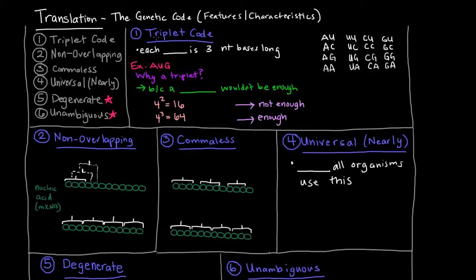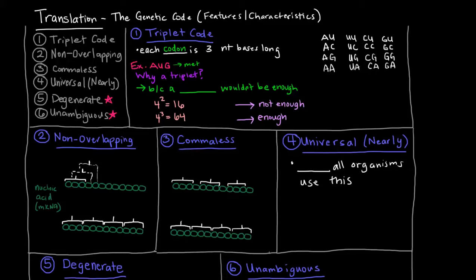Well, we start off with this idea of a triplet code. The triplet code simply says that each codon is 3 nucleotide bases long. So here we have an example, AUG. This actually codes for methionine, and we'll talk about why later. But it's 3 bases that make up a codon.